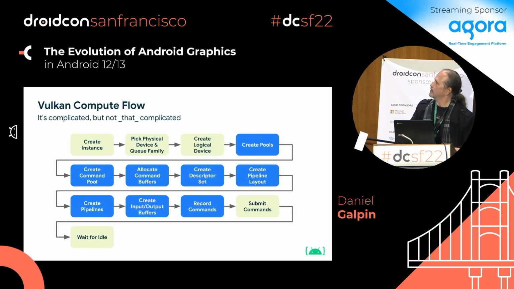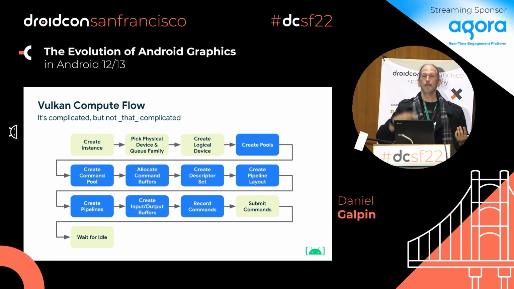So here's what this actually looks like. This is what you basically have to do in compute, okay? I'm not going to go through all of this, but basically you have to do a bunch of stuff to get a device, because Vulkan separates out the concept of device from initialization. So you initialize Vulkan, and then you say, okay, I need a device.